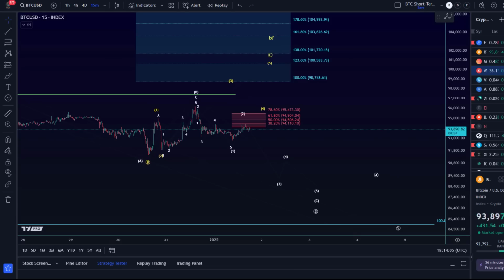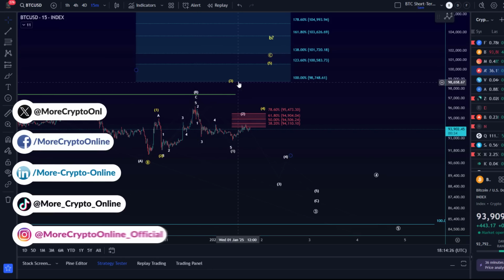We take a look at the shorter time frame chart only. The larger time frame was discussed in the previous update, and the market has formed this potential five-wave move to the downside into today's swing low, and that's a five-wave move down from that swing high in wave B.